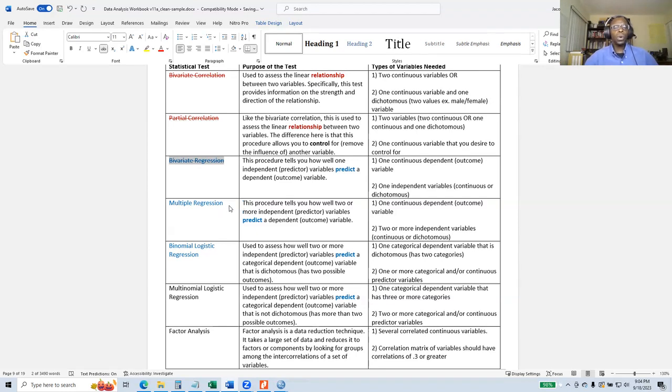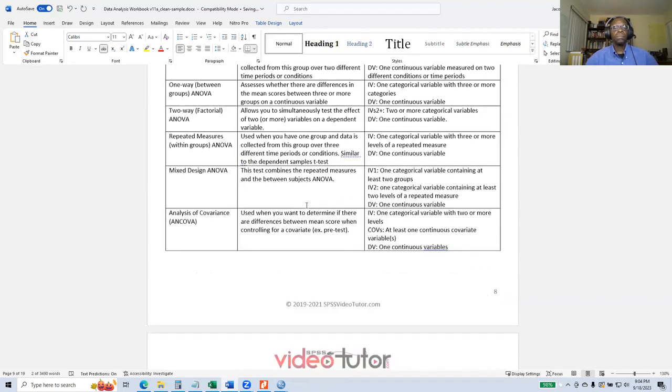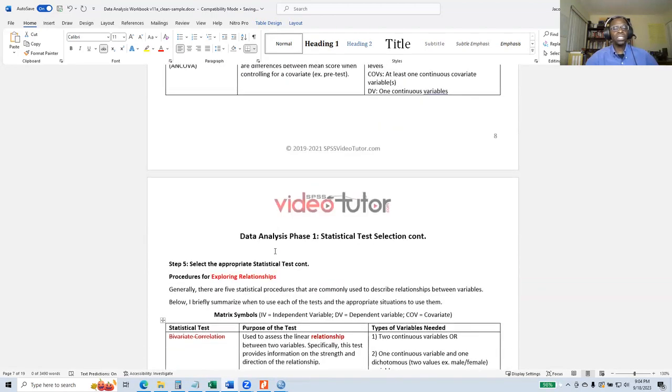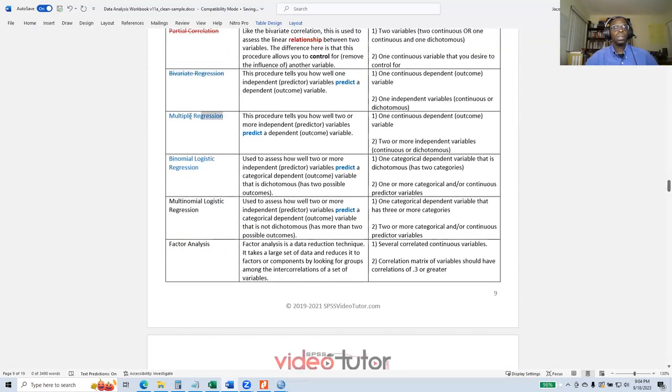All right, multiple regression. This procedure tells you how well two or more independent predictor variables predict a dependent variable. So you have one continuous dependent variable and two or more independent variables. We've got two independent predictor variables and one dependent variable. So far, this matches multiple regression, so we're going to keep that.